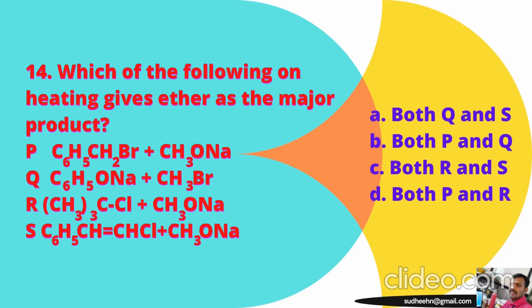So the reaction, see the options he has given. Option A, both Q and S reactions. Option B, both P and Q reactions. Option C, both R and S reactions. And option D, both P and R reactions.